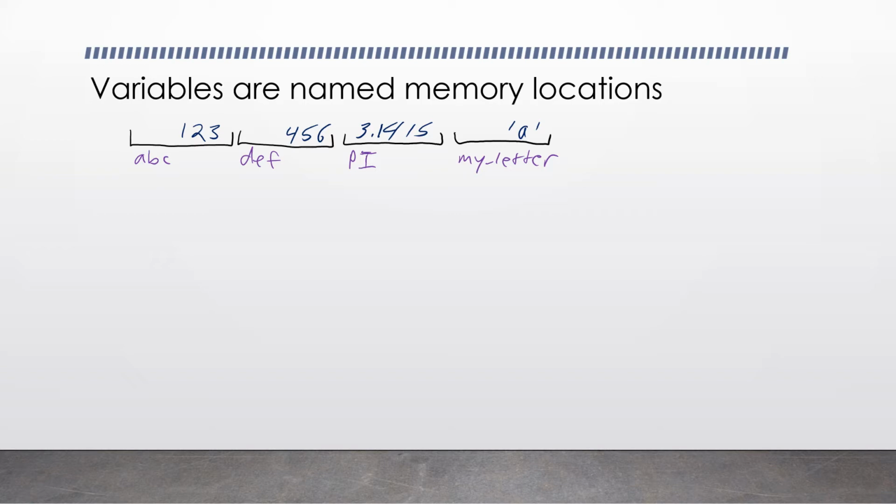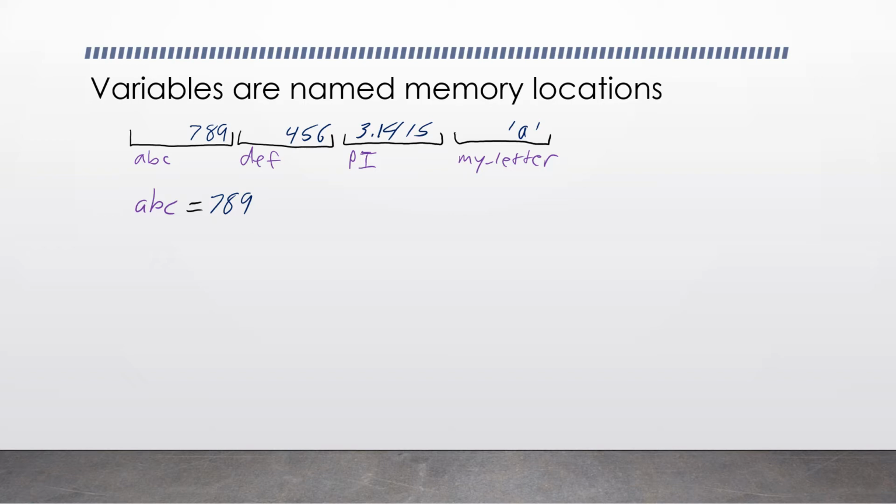That name is called a variable because I can change it. I can write a statement that says ABC equals 7, 8, 9, and suddenly the computer is going to rewrite that memory location to hold the value 7, 8, 9. So that's why we call it a variable. It can vary from time to time.